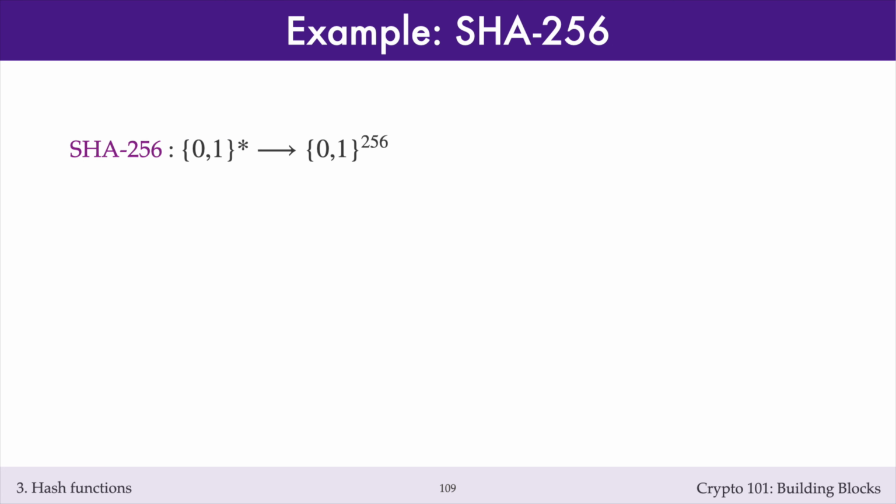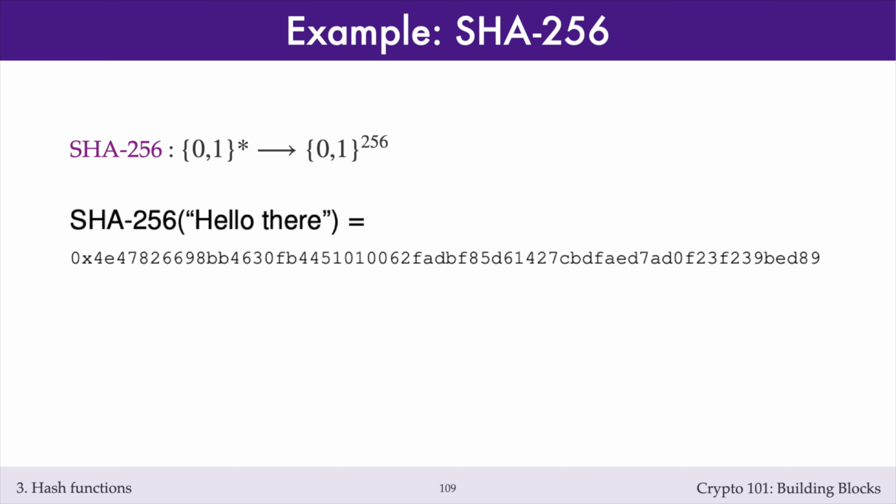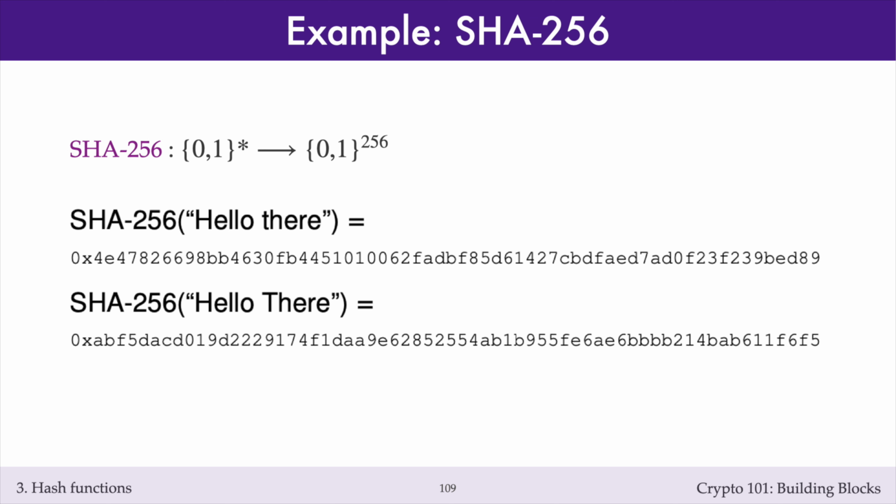The most widely used hash function today is SHA-256. This function produces hash values of bit length 256. For example, the SHA-256 value of the ASCII message "Hello there" is this 256-bit string written as a hexadecimal string of length 64. The hash of the slightly modified message "Hello There," where now the T is capitalized, is this hexadecimal string of length 64. This string seems to bear no resemblance to the previous hash value.